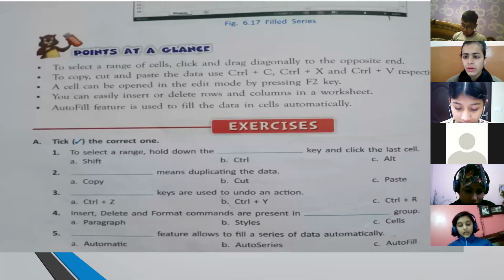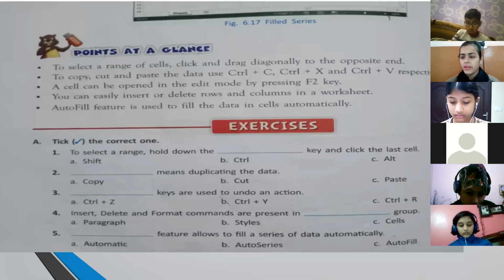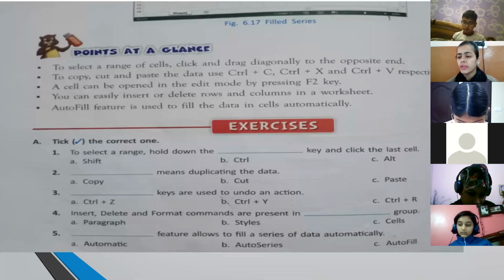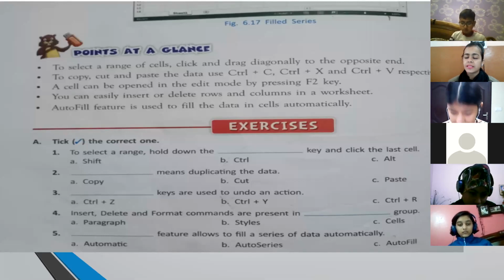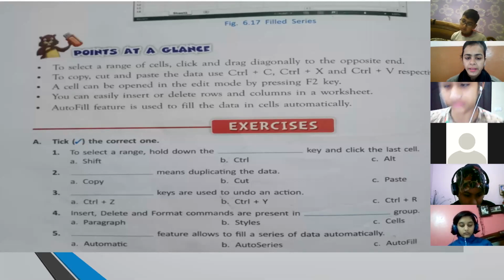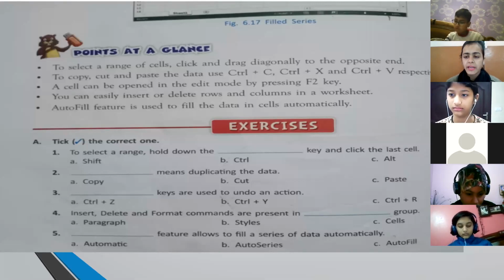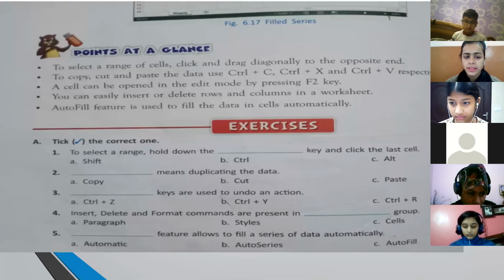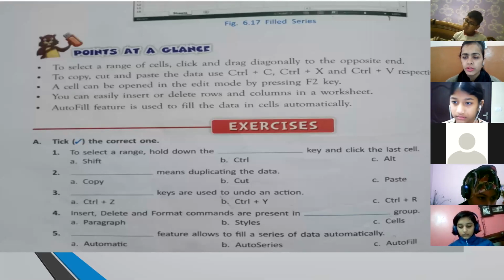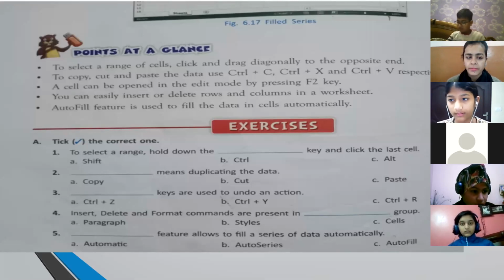You have to hold down the shift key when you want to select a range of cells. Whenever you want to select a range of cells, we have to press the shift key on the keyboard, and then click on the last cell so that the particular range is selected. Clear? Mute yourself side by side whenever you are answering. After answering the question, you need to mute yourself, everyone.